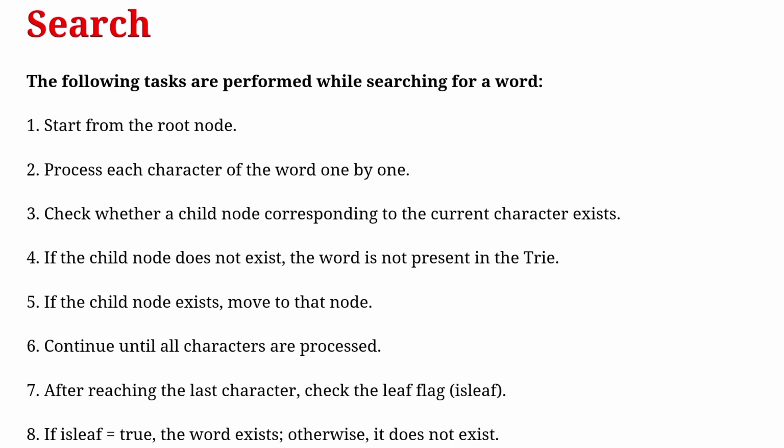I'll explain the search operation in a trie. To search for a word, we start from the root node and process each character one by one. For every character, we check whether a corresponding child node exists. If a required path is missing, we immediately know that the word is not present. If all characters are found, we finally check whether the last node is marked as a leaf node. If it is, the word exists in the trie.